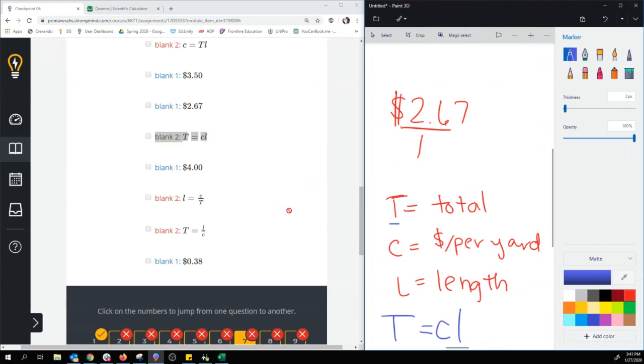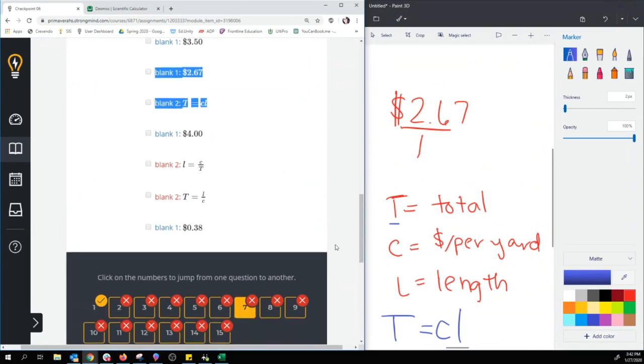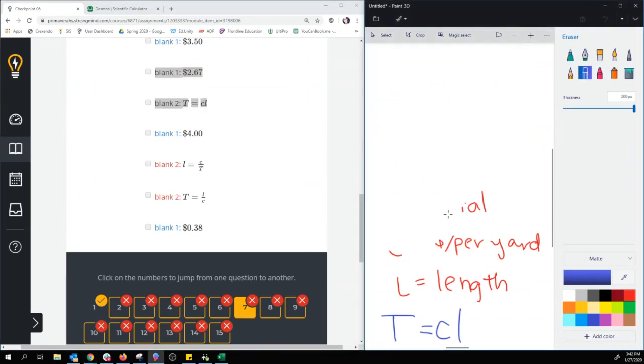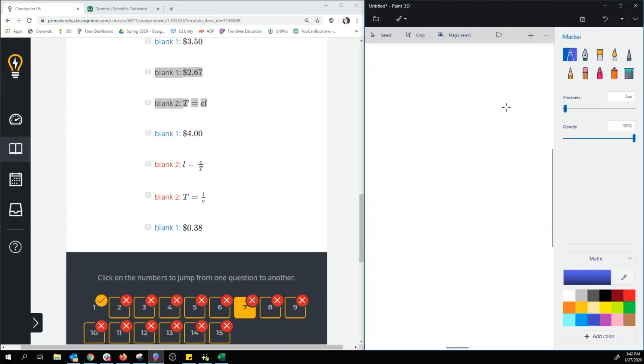T equals these two answers. Let me know when you're ready and we'll go on to the next one. Perfect.